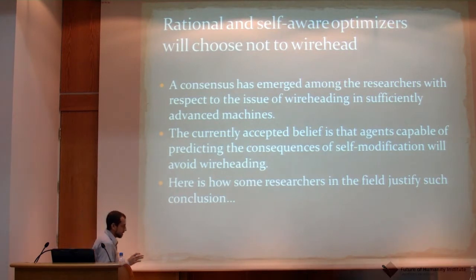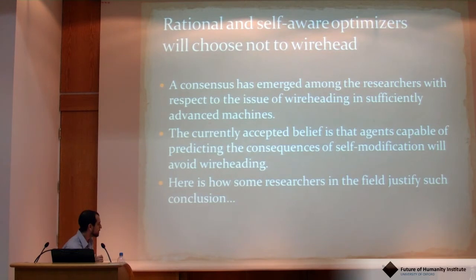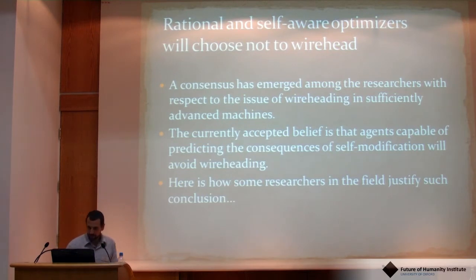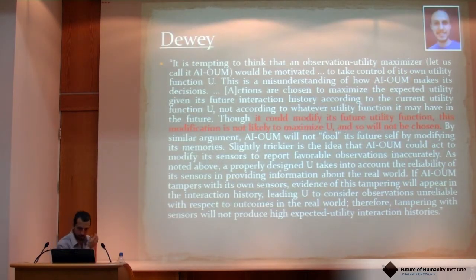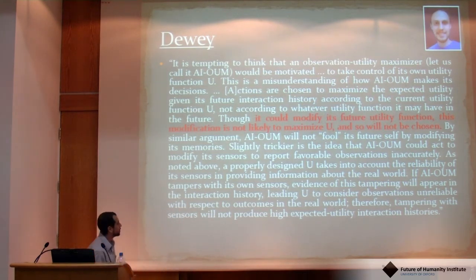So the big common thread I observed after reviewing a lot of different papers is that people believe that sufficiently intelligent systems will choose not to wirehead. It would be just so against their utility function at the moment that they will make a conscious decision not to go that route. I actually have a small survey of different people who made statements in this regard. I don't have time to read the full quotes, just to highlight the main point.